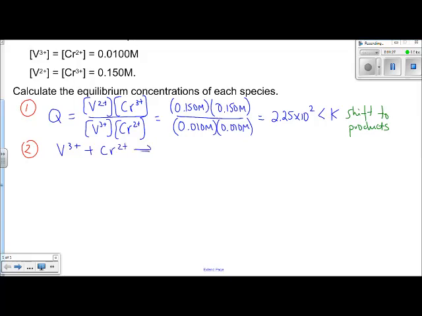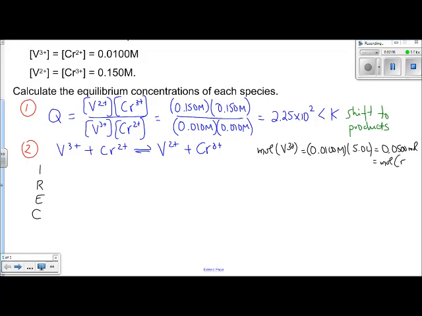and we're going to set up an ICE table. In this table, we need all of our amounts to be in moles, except for the last line, which we convert back to concentrations. So we need to solve for moles of each product and each reactant. The moles of V3+ are first of all solved, and of course the container is a 5-liter container. Given the molarity, we now have the right number of moles. This is also, by the way, the number of moles of chromium 2+.